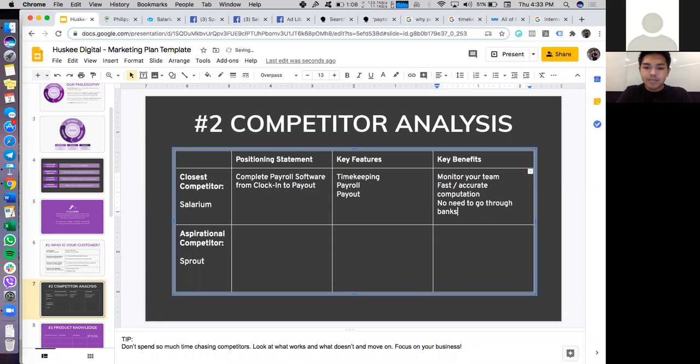No need to go through banks. Yeah. So now I have an idea of, okay, Salarium, my closest competitor, this is their positioning statement. Do I also want to say something similar, or do I want to deviate away from it? So, for example, let's say I'm Huskee, I'm wearing the Huskee HR hat again, and they're saying, oh, okay, Salarium says that they're the complete payroll software from clock in to payout. Do I want to compete with that, or do I want to claim something else?